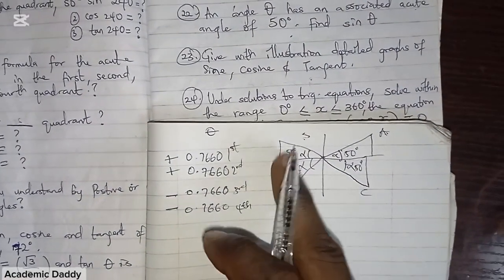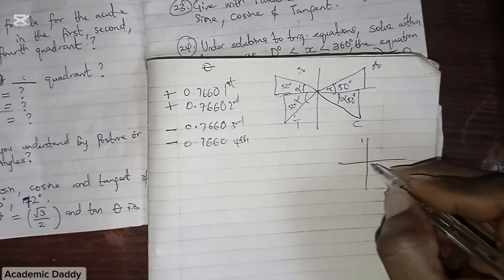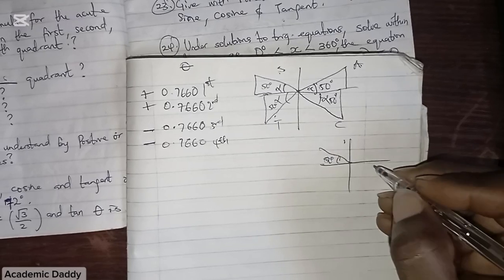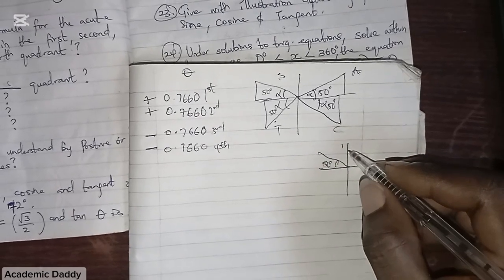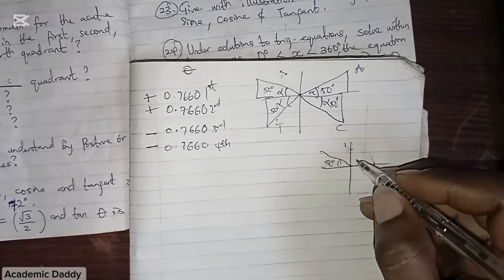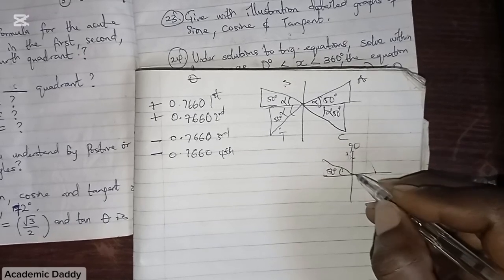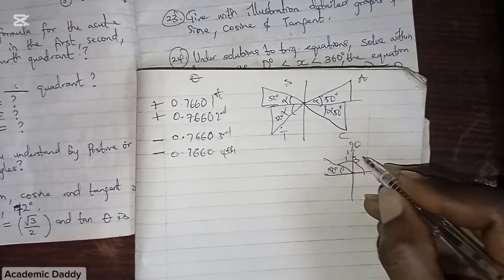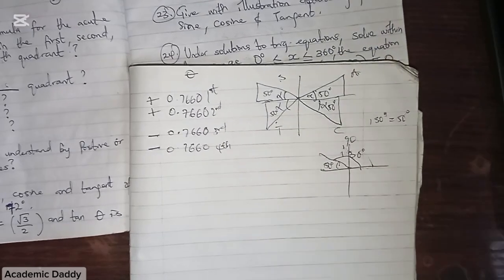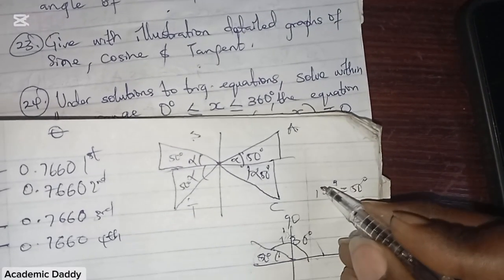But notice that you cannot have 50 here, so the angle right here for the second quadrant, if I have this to be 50 degrees, from here to here is 90, shebi? And from here to here is also 90. 90 minus 50 is 40. Now, this 90 that I have here plus 40 is 130. So the angle from here to here is 130, which means that 130 degrees is equal to 50 degrees.